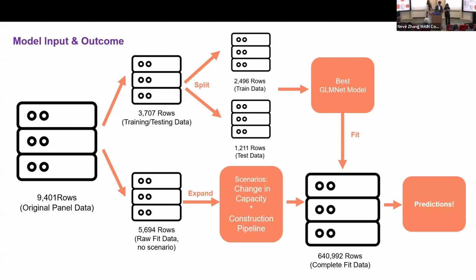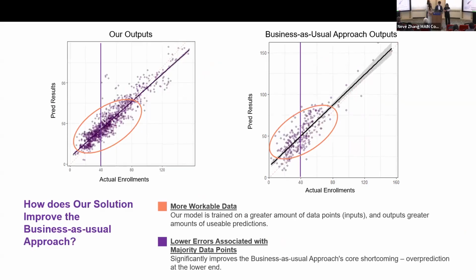And here's how our model improves on the business as usual approach. As you can see, we have, first of all, more data points for each grade level across the different schools. And second, there is less overprediction at lower enrollments, which is where a large number of the data points lie.